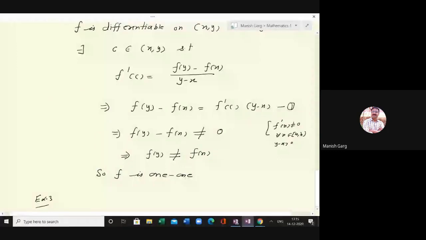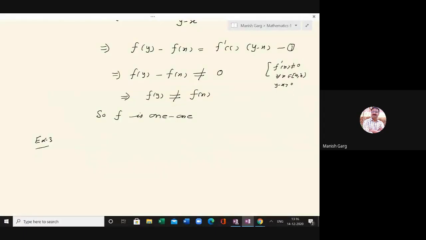I am saying it is given that f dash x is not equal to 0 at any point, and c is a point between a and b, so f dash c cannot equal 0. Since x is less than y, y minus x cannot be equal to 0. The product of two non-zero numbers is non-zero, so it cannot be 0. Clear? Any other doubt?